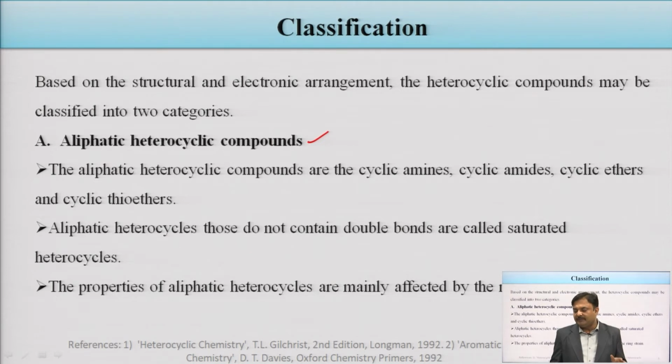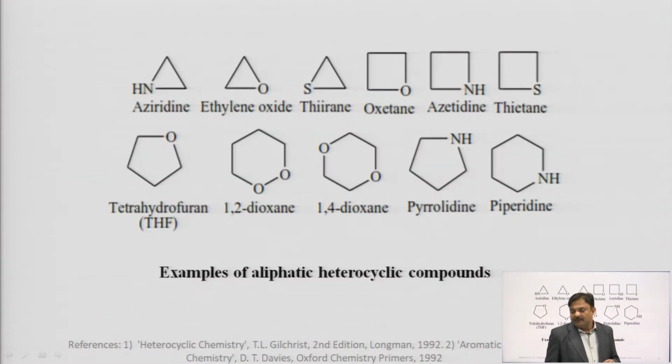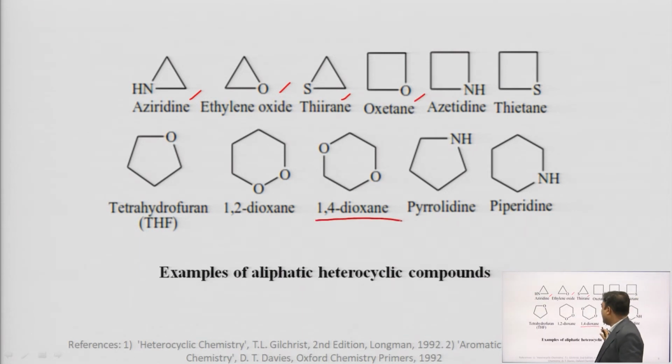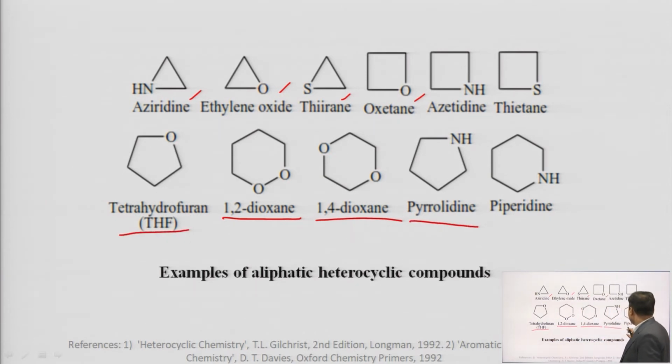The properties of aliphatic heterocyclic compounds are mainly affected by ring strain. It means the ring having the lowest strain is particularly most stable. Examples of aliphatic heterocyclic compounds, as you can see: aziridine, ethylene oxide, oxetane, 1,4-dioxane, 1,2-dioxane, tetrahydrofuran, which I have told you, then pyrrolidine and piperidine. You can see no one has a double bond or triple bond in the structure. So, clearly they belong to the aliphatic heterocyclic compounds.